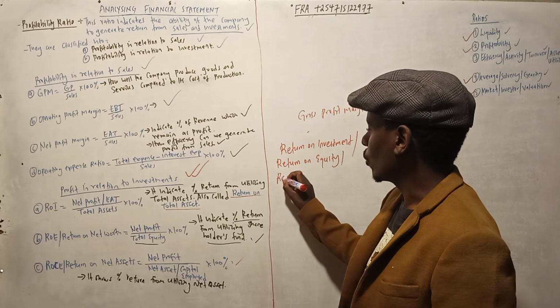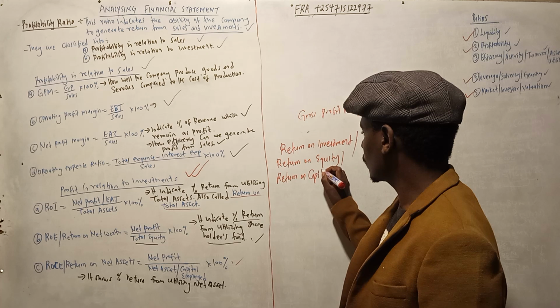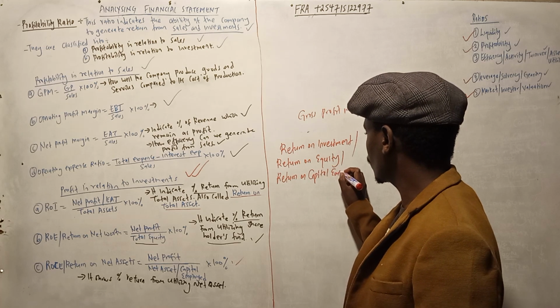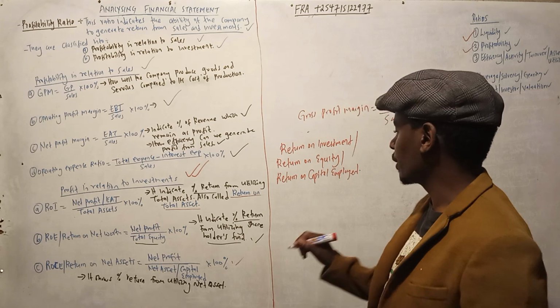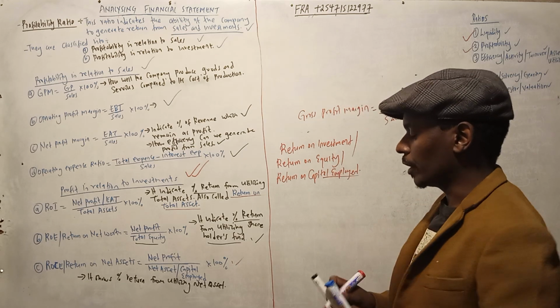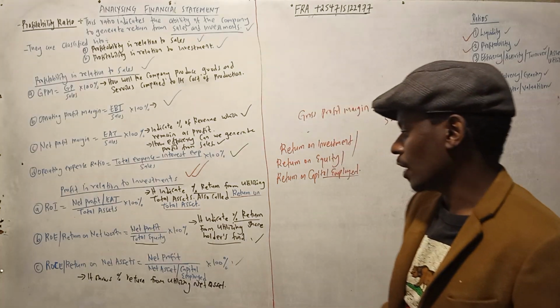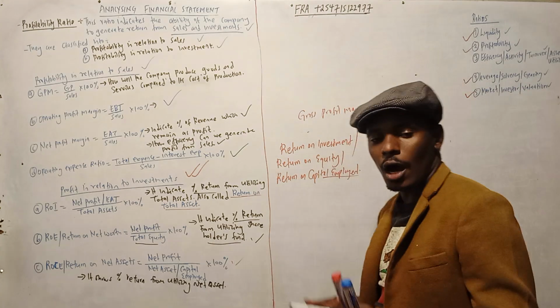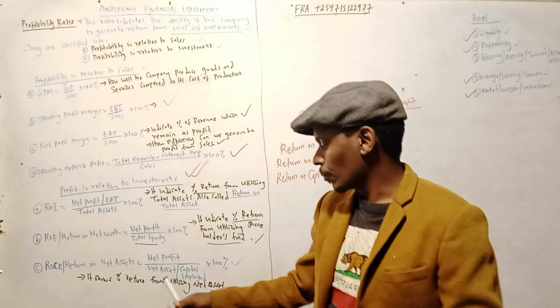Then you have return on capital employed, ROCE. ROCE is return on capital employed, or you can call it the return on net asset. It is equal to the net profit over net asset. Now it shows how efficiently we can generate our profit from the net assets.